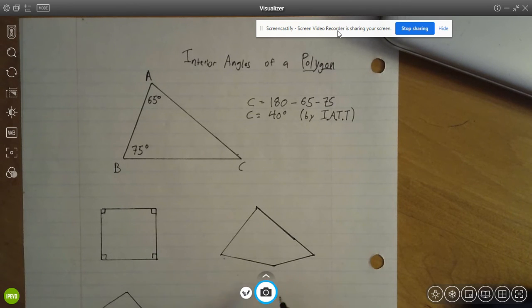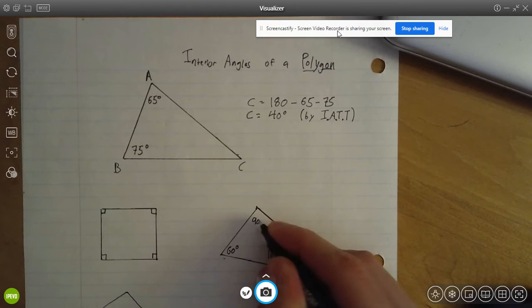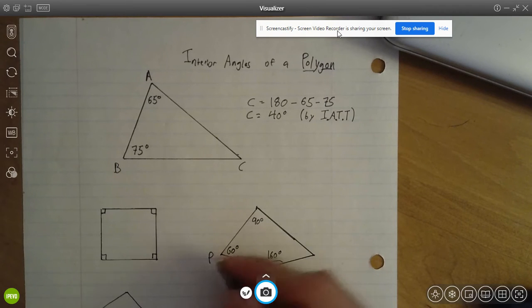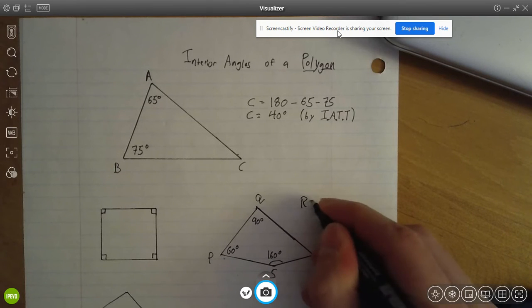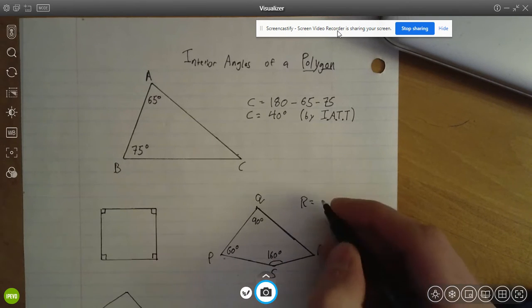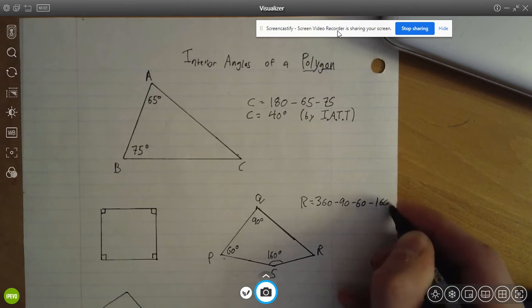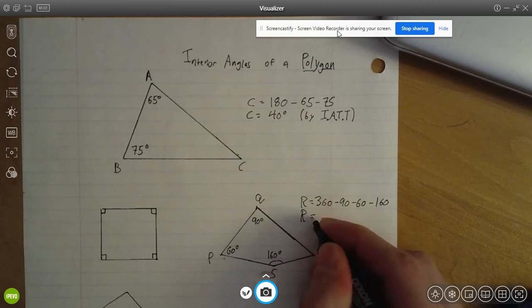This is an irregular quadrilateral. It's not a trapezoid. It's not a parallelogram. It's not a rhombus. I don't know. We could estimate that one looks like a very large obtuse angle, maybe 160 degrees. Maybe that one's 60 degrees, and maybe that's 90. So if I label these, maybe P, Q, R, S, all of them add up to 360. And if I know three of them, then R must be what's left over. So I could do 360 minus 90 minus 60 minus 160. And so R is 50 degrees.